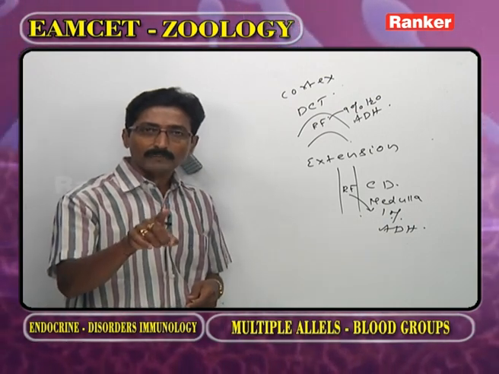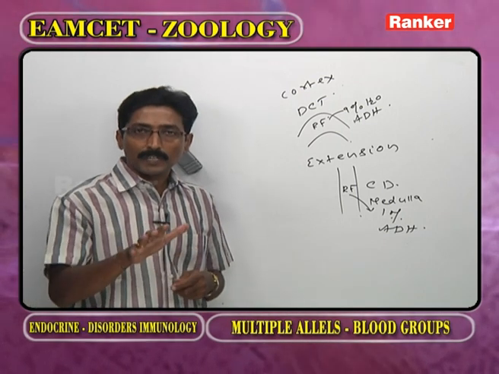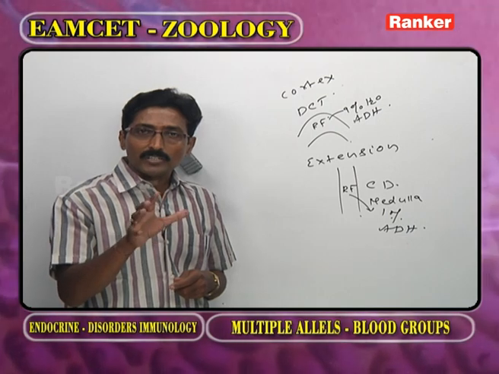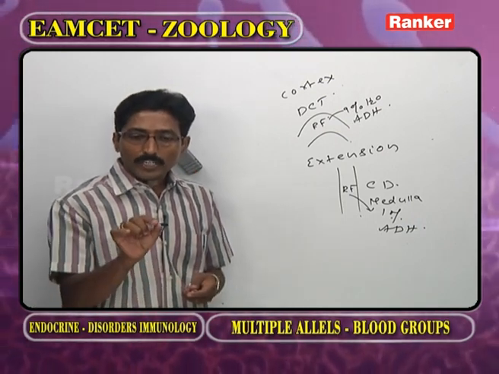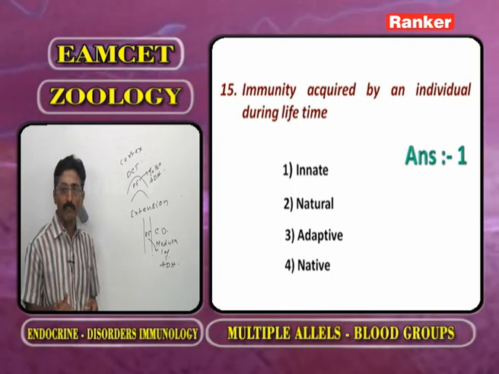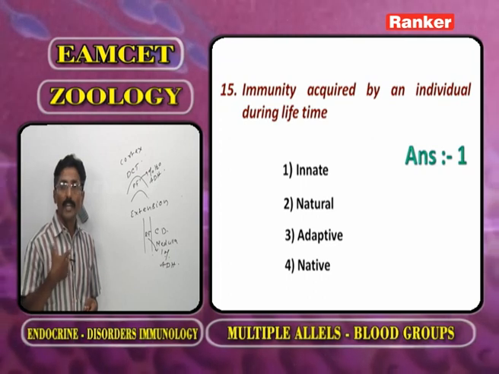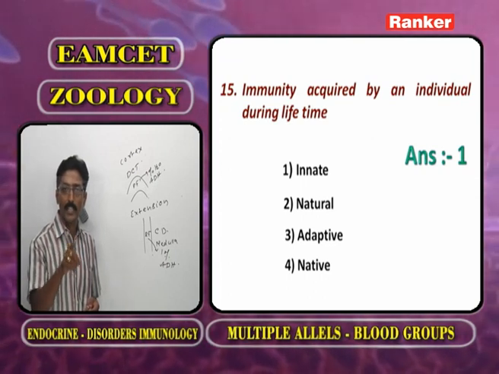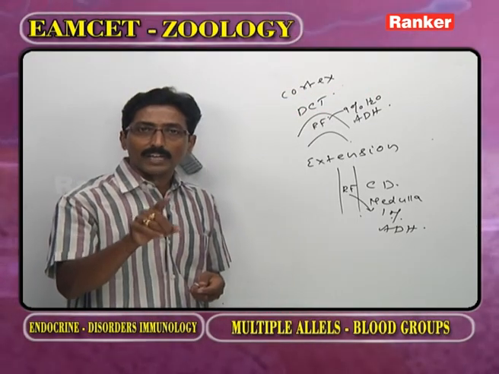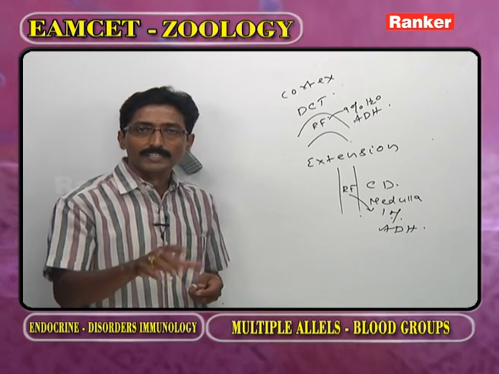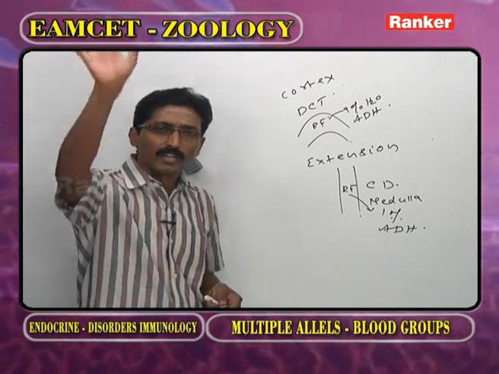What is the property of the antigen? Once the antigen enters into the body, it stimulates the immune system. That is the property of antigen. If any particle does not stimulate our immune system, that is not said to be an antigen. Now, here we are asking, immunity acquired by an individual during the lifetime without contact with the antigen. Without contact with the antigen, we are getting the immunity. Such immunity we call innate immunity, or natural immunity, or by birth every organism gets immunity. Innate immunity is present in all organisms and it is the same in all organisms.